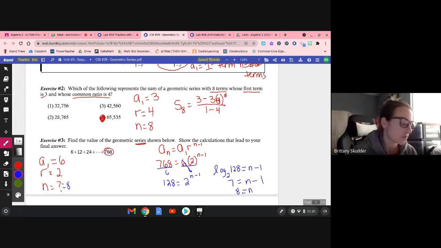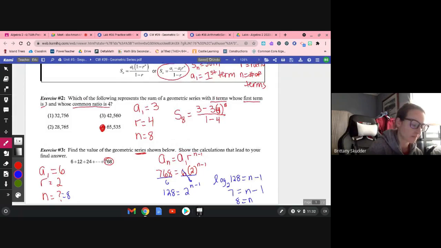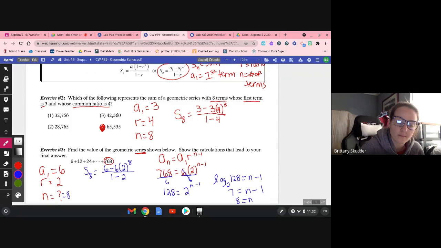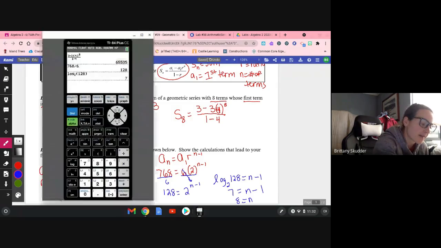Now I want you to plug this into our series formula and find the value. Okay, so you can look right above. Okay, once you plug in those values, I want you to use your calculator, find the actual sum.